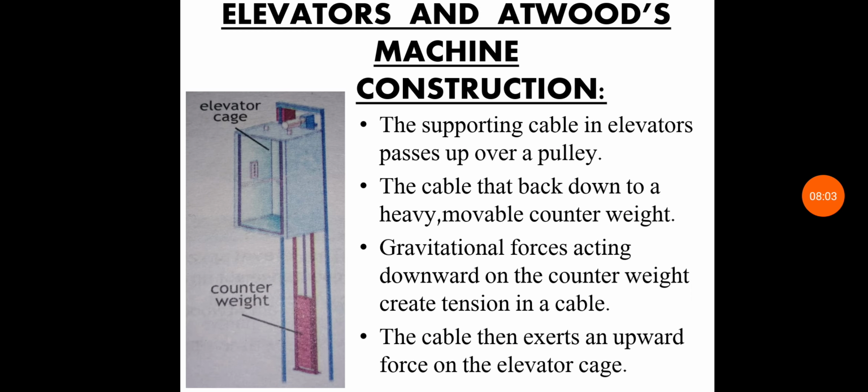Now the next topic is elevators and Atwood's machine. Now the construction. The supporting cable in the elevator, you can see in the diagram, passes over a pulley. The cable goes back down to a heavy movable counterweight. Gravitational forces acting downward on the counterweight create tension in the cable. The cable then exerts an upward force on the elevator cage.